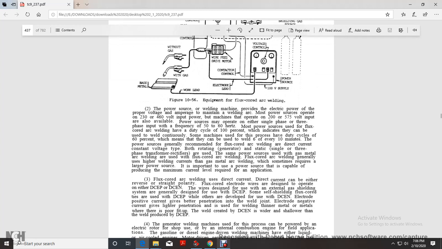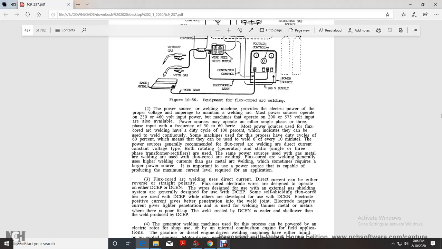The power source of the welding machine provides electrical power at the proper volts and amperage to maintain the welding arc. Power sources are available with a 230 to 460 volt input, and 200 to 575 volt input machines are also available. The power source can be either single phase or three phase, with an input frequency of 50 to 60 hertz. Most power sources for flux core arc welding have a duty cycle of 100%, which indicates they can be used to weld continuously. Some machines used with the process have a duty cycle of 60%, which means they can be used for 6 minutes out of every 10 minutes.